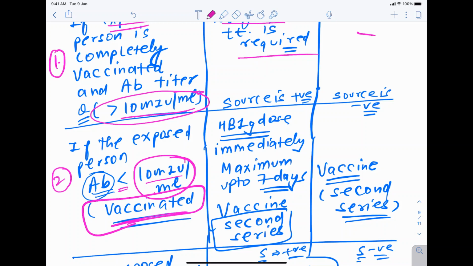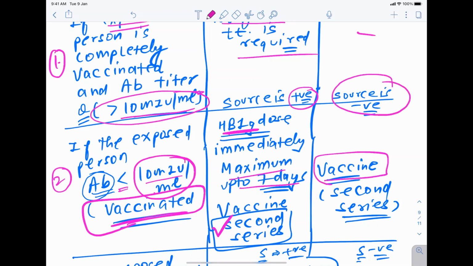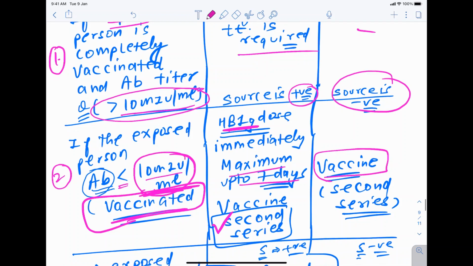Then what you can do, if the source is positive, you can give immediate protection by giving the immunoglobulin, maximum up to 7 days, and you can start the second vaccine series because these antibody titers have not remained protective. And in the case of a negative source, you need to give the second vaccine series because the titers have fallen and you are at risk. So that is the second class.